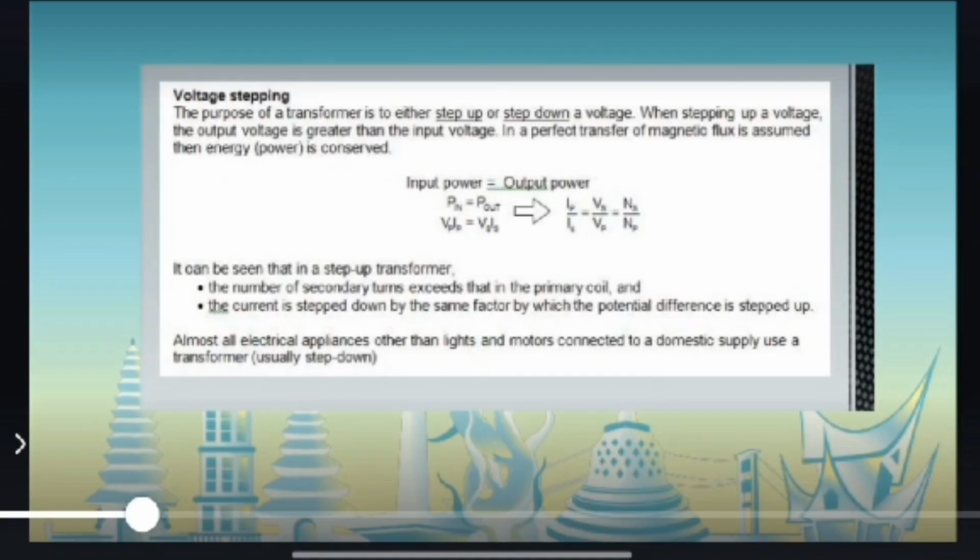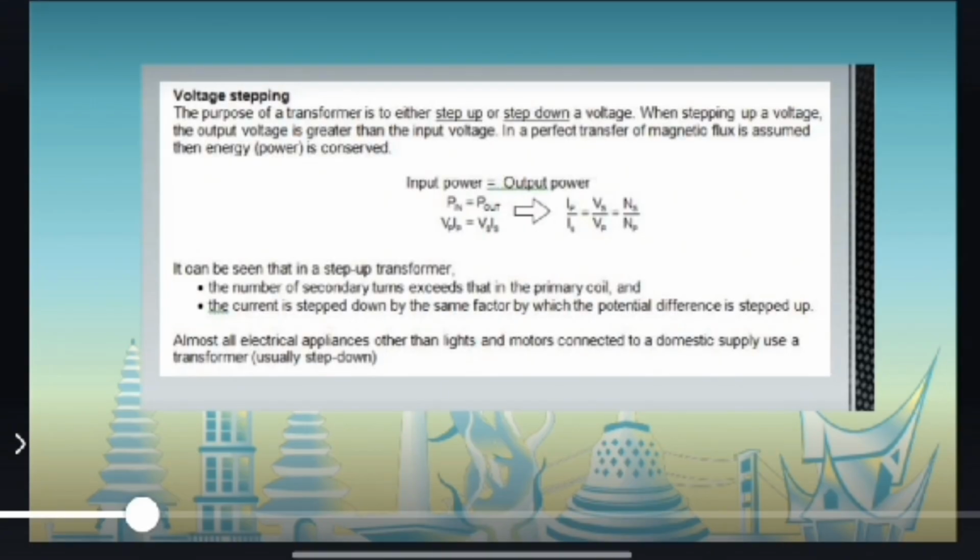Voltage stepping. The purpose of the transformer is to either step up or step down a voltage. When stepping up a voltage, the output voltage is greater than the input voltage. In a perfect transfer of magnetic flux and consumed energy, power is conserved: input power equals output power. Vp Ip equals Vs Is. Ip over Is equals Vs over Vp equals Ns over Np.